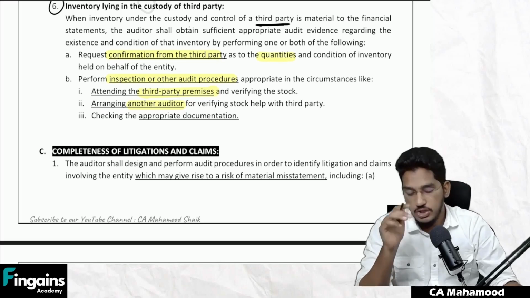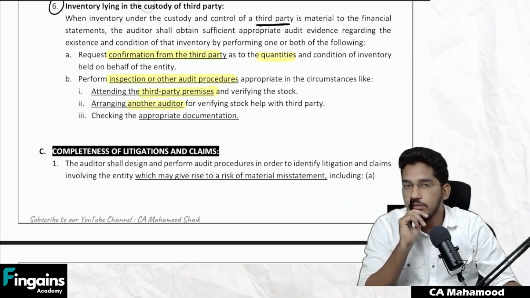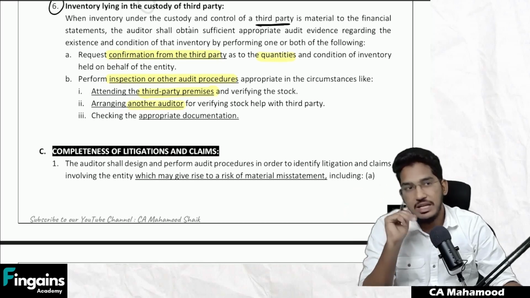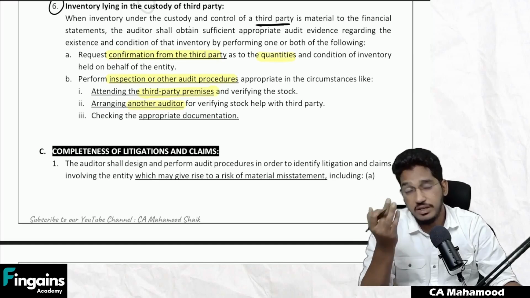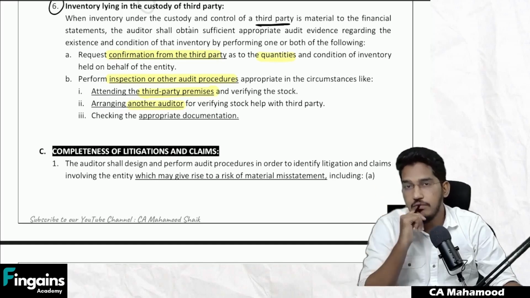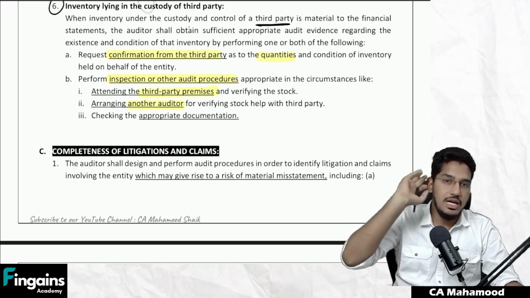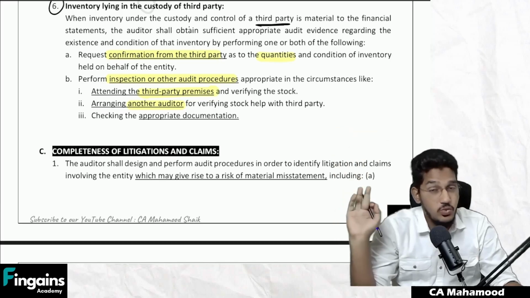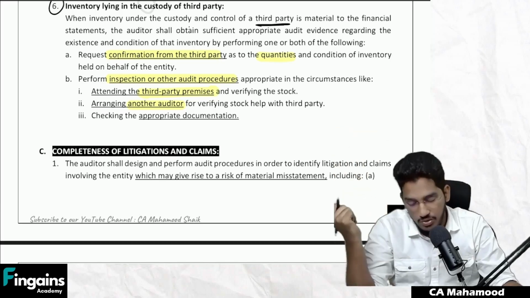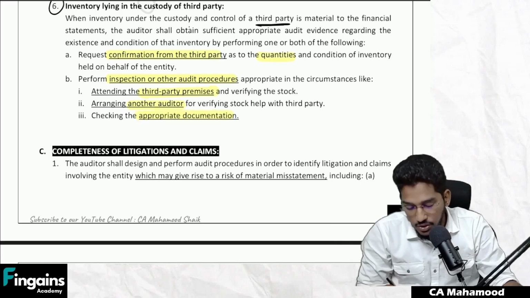Or assume that your client is located in Karnataka. Your third party, the consignee, is located in Tamil Nadu. Now what you can do is, if you still have doubt even after getting confirmation, whether the consignee is giving me correct information or not, you know a chartered accountant, a friend who is there in Tamil Nadu. You can ask him to go and check the consignee's premises once, whether really that much quantity of stock is there or not. Or checking the appropriate documentation.